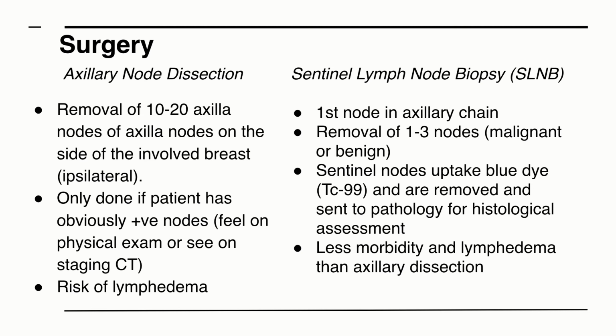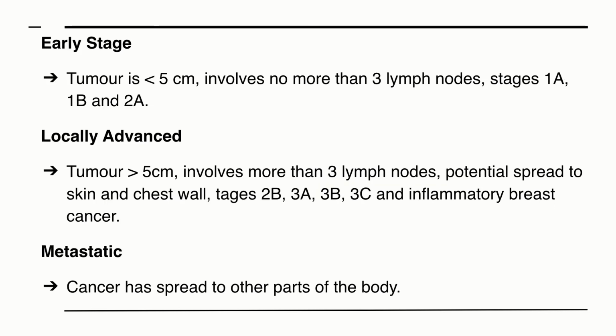So early stage breast cancer is considered to be less than 5 centimeters, no more than 3 nodes, and it usually consists of stage 1 and up to 2A. And then locally advanced is greater than 5, involving more than 3 nodes with potential spread. So this one can go from 2B up to 3C. There's also inflammatory breast cancer that can actually be composed of any cell type. It's usually stage 4, but it's a minimum of stage 3B. So we spoke a little bit about that one. That's where it has involved the skin and it looks almost infection-like.